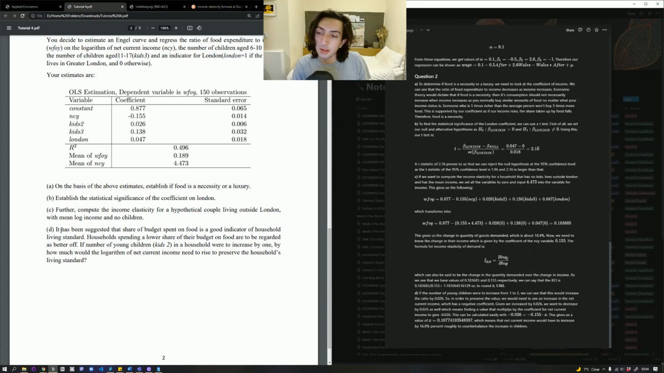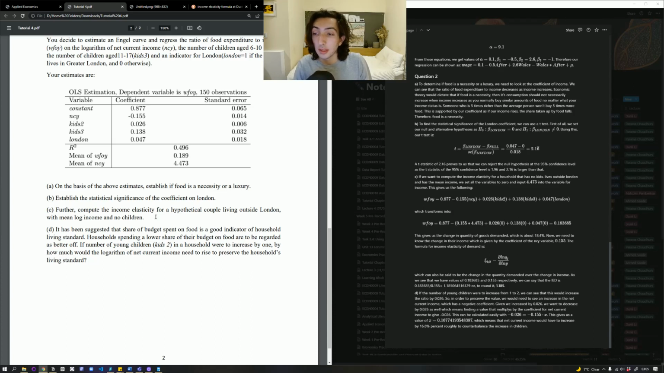The last one's pretty easy. It has been suggested that a share of budget spent on food is a good indicator of household living standard. Households spending a lower share of their budget on food are regarded to be better off. If the number of young children, kids 2, in a household were to increase by 1, how much would the logarithm of net income need to rise to preserve the household's living standard?